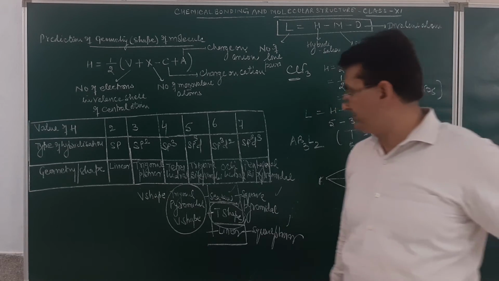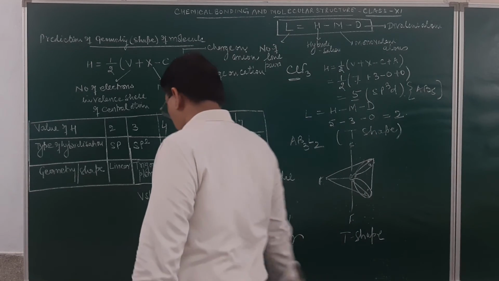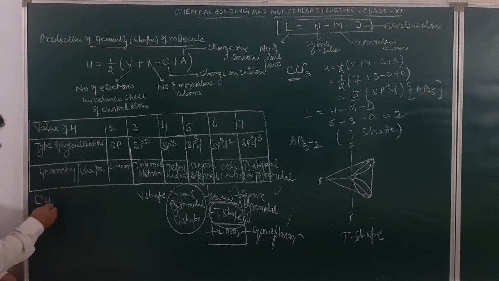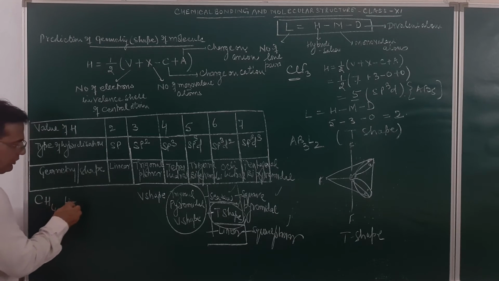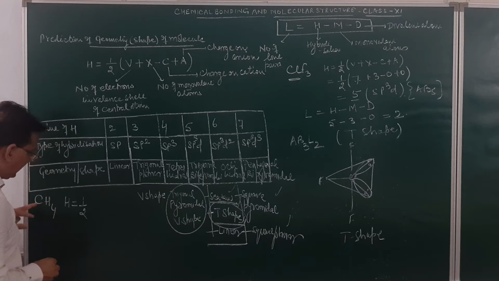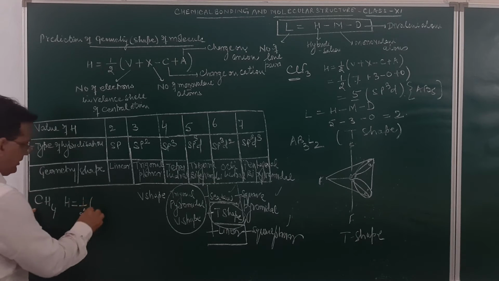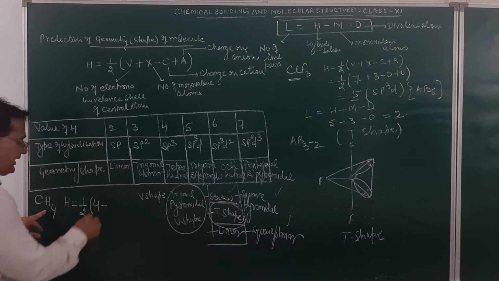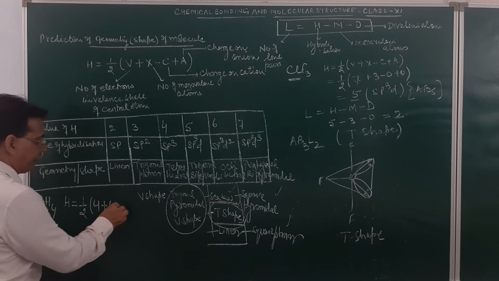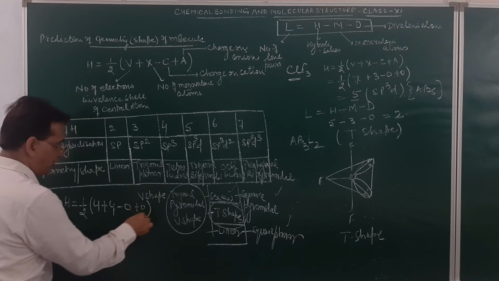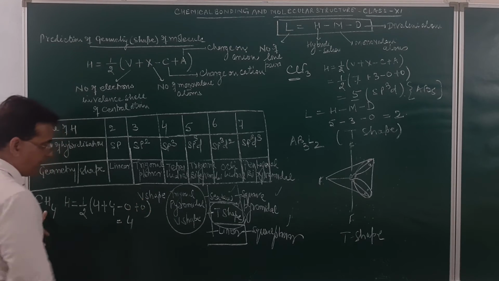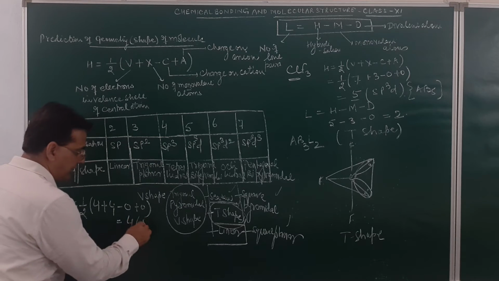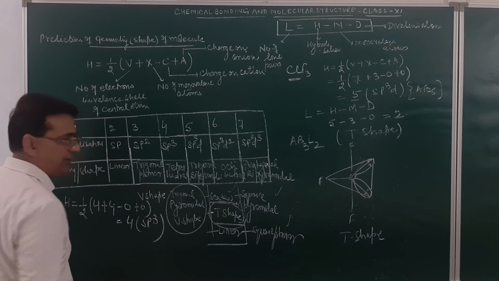So students, by using this concept of hybridization, we may easily determine the hybridization and the geometry of a molecule. Now look over here. If you want to find out the geometry of the methane molecule, CH4, what will be the formula? H will be equal to half into V plus X. How many electrons in the valence shell of carbon? 4. Number of monovalent atoms? 4. Charge 0, charge on the anion 0. So this will be 4. If the value of H comes to be 4, what type of hybridization will it be? It will be sp3 hybridization.